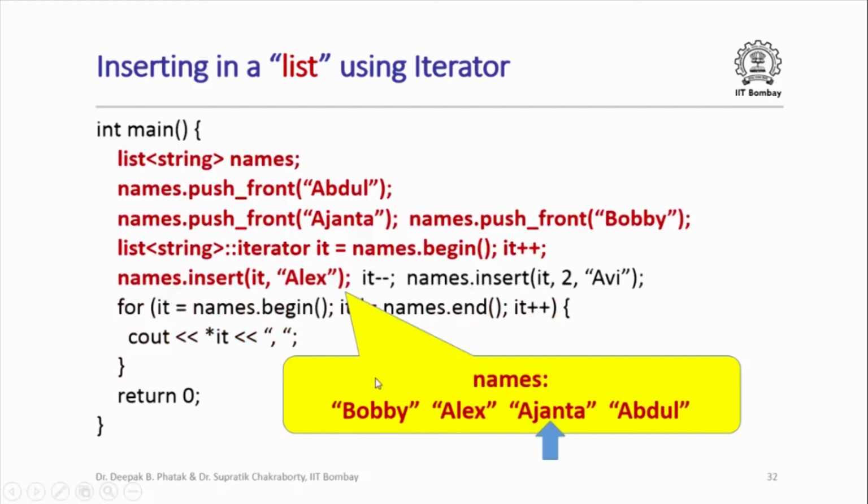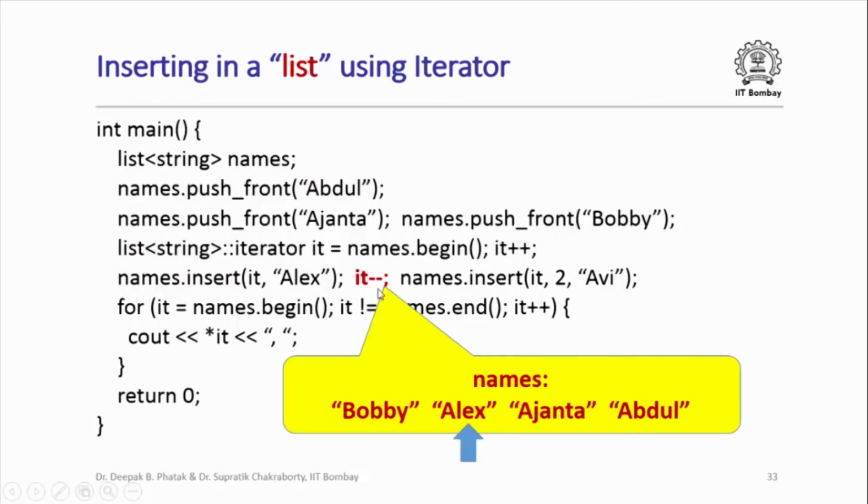Here is another example of insertion in a list using iterator. So this is the part that we just saw. After the code that is shown in brown is executed, I basically have the list Bobby, Alex, Ajanta, Abdul, and IT is still pointing to Ajanta. So now what I could do is I could say IT minus minus. So now IT is going to point to the previous element in the list, which is Alex. And then I could say names.insert IT, 2, comma, Avi. So this is basically saying insert just before IT.